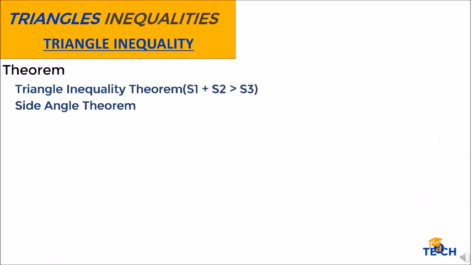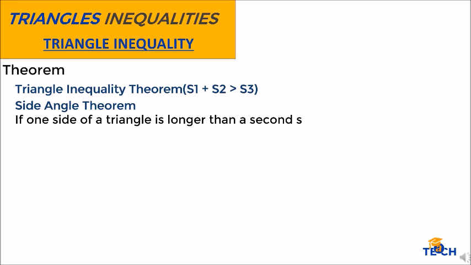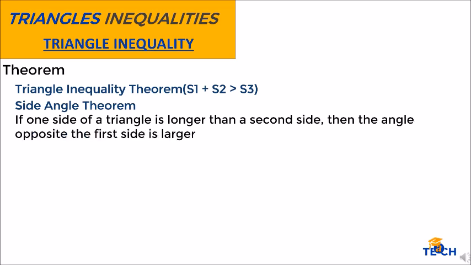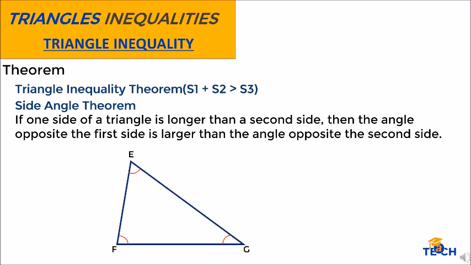Side angle theorem. If one side of a triangle is longer than a second side, then the angle opposite the first side is larger than the angle opposite the second side. So let us first learn what is the opposite side of an angle.